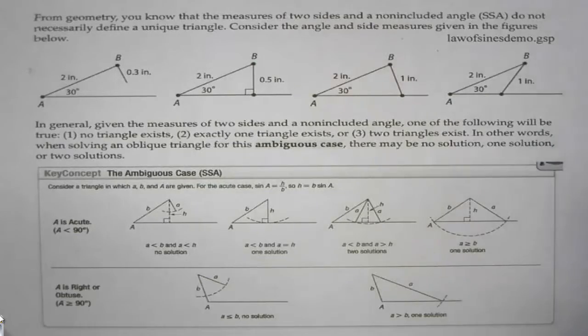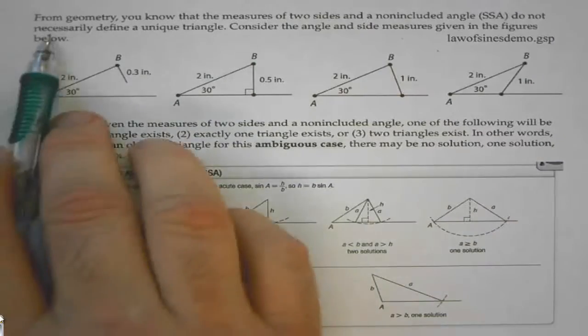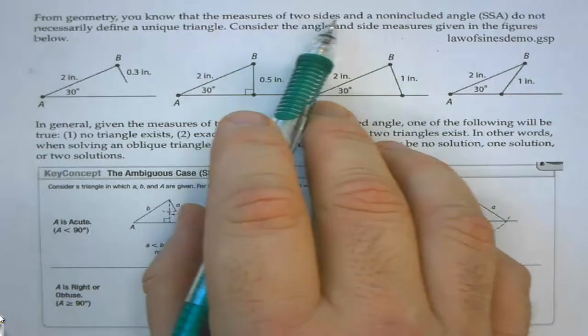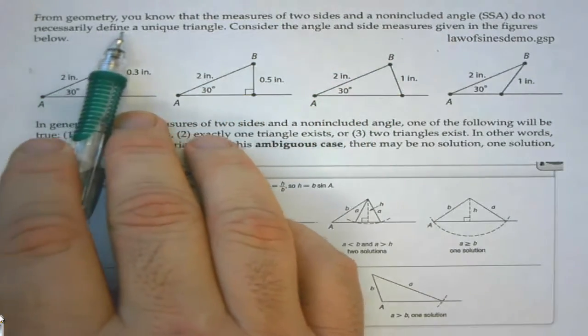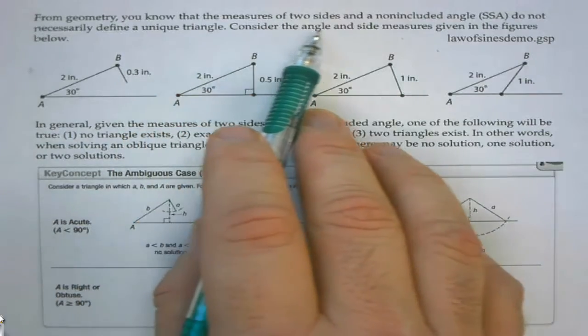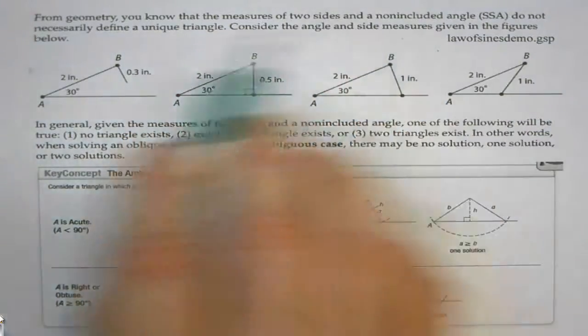This is section 4.7, the ambiguous case. From geometry, you know that the measures of two sides and a non-included angle, side-side-angle, do not necessarily define a unique triangle. Consider the angle and side measures given in the figures below.